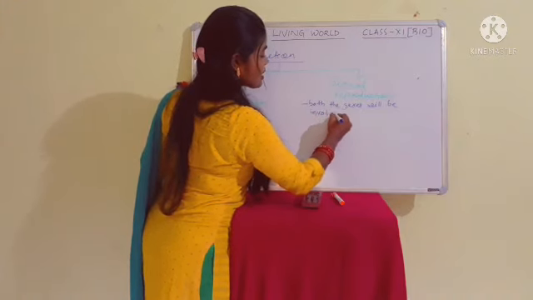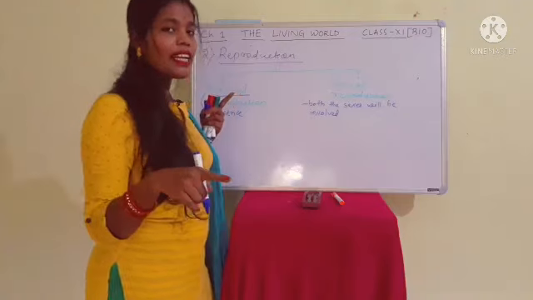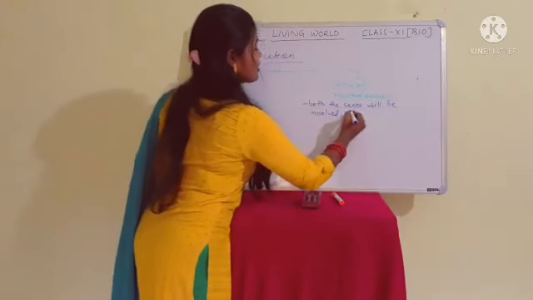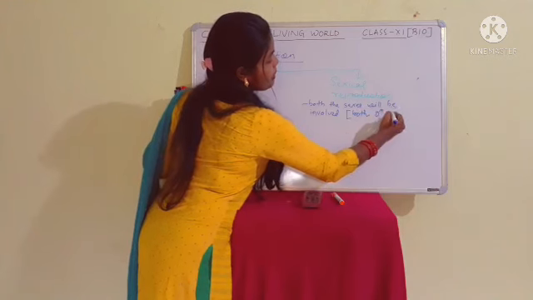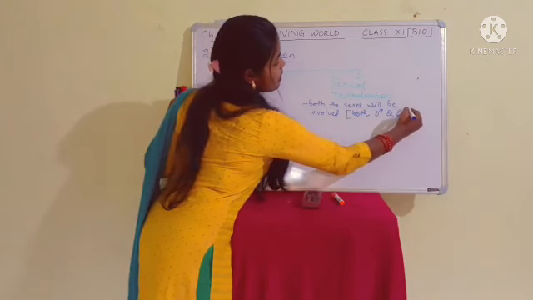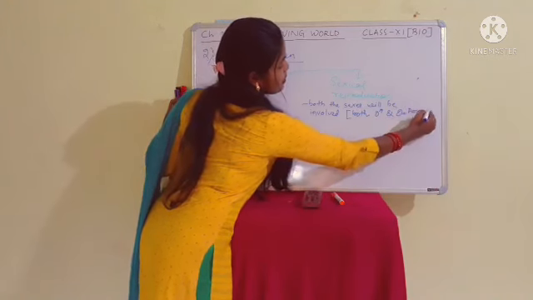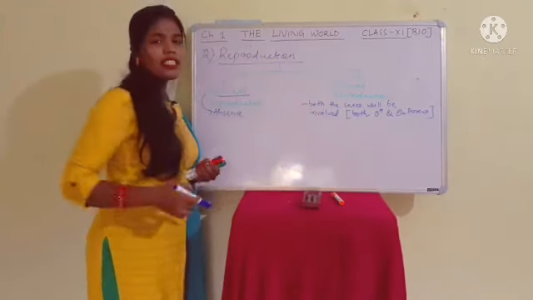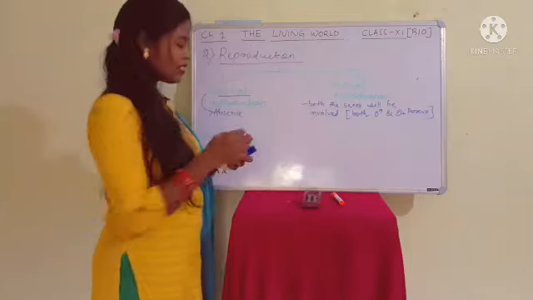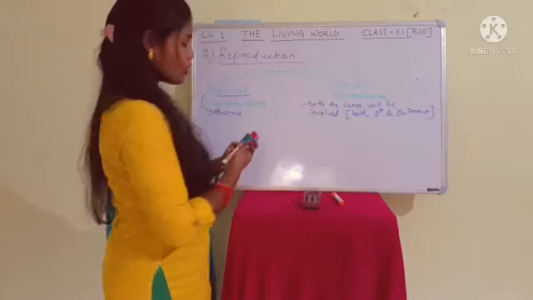That means both male parent as well as female parent. So what are the types of this asexual reproduction? There are so many types of asexual reproduction.